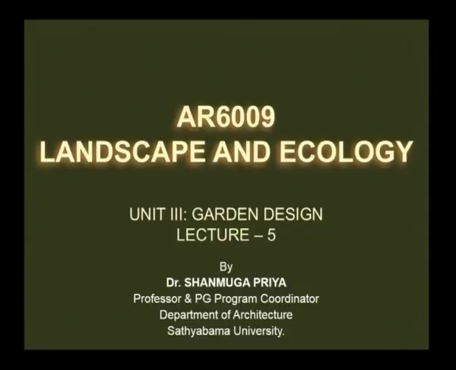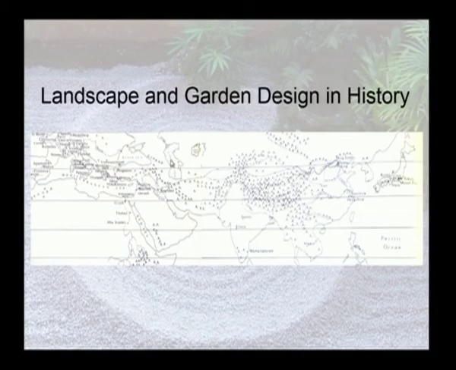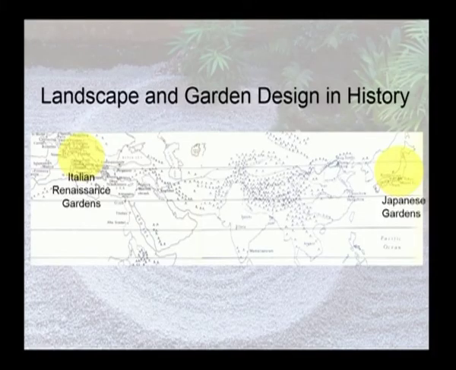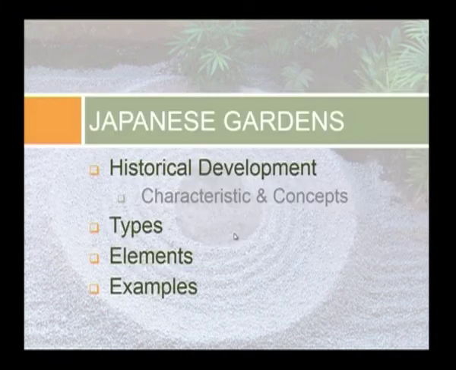Welcome to the UGC lecture series for BArch program. This is the fifth lecture to the course AR 6009 Landscape and Ecology. In this lecture, we will discuss the contents in Unit 3 Garden Design. Unit 3 focuses on landscape and garden design in history. So, in this unit, we will be learning about Japanese gardens, Italian Renaissance gardens, and Mughal gardens in India.